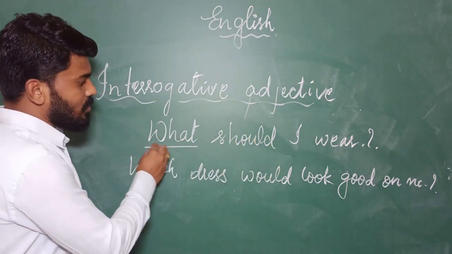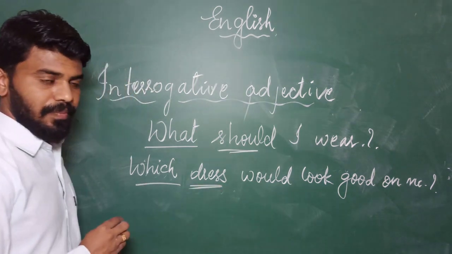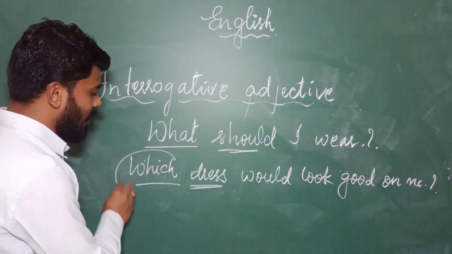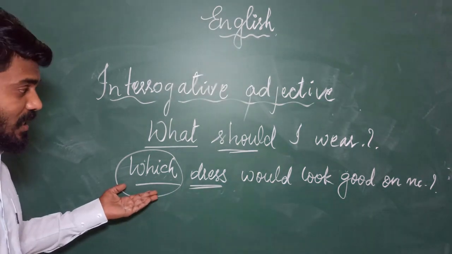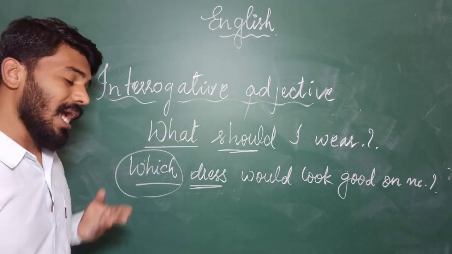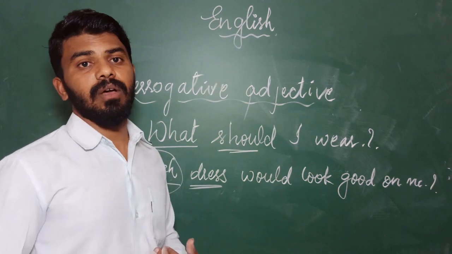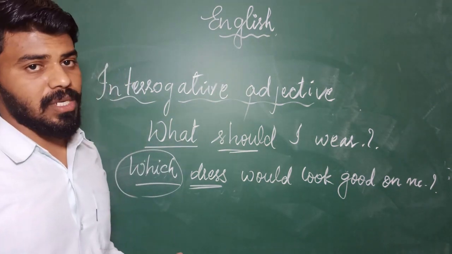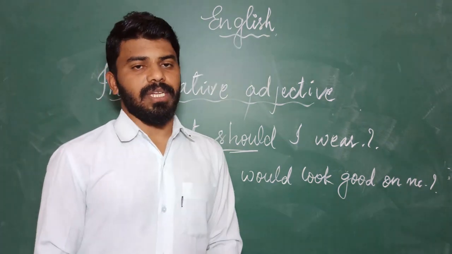Here, what should I wear? See, after the pronoun there is a verb here, but after the adjective there is a noun. This dress has been qualified by which? Okay, this is an adjective and this is the pronoun. So I will be giving you many examples in the description box. Please check it out so that you will not have much confusion. Fine, we are done with interrogative adjectives.